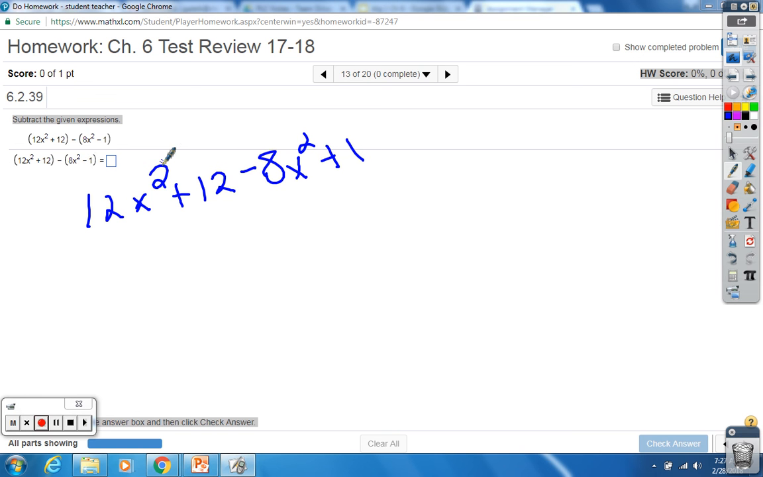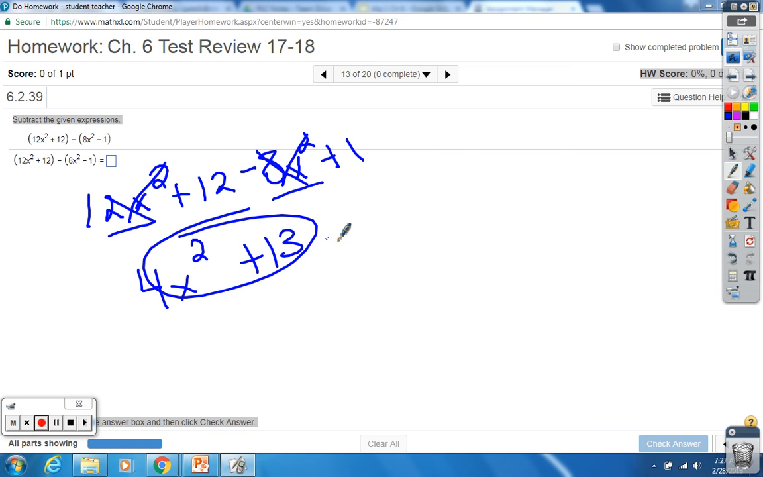Alright. But once I've rewritten it, I am able to just combine any like terms. So right now we have 12x squared and negative 8x squared. So we'll combine those, and that'll leave me with 4x squared. And then 12 plus 1 are my last two left. So I'll combine those. That'll leave me with plus 13. That would be my answer, 4x squared plus 13.